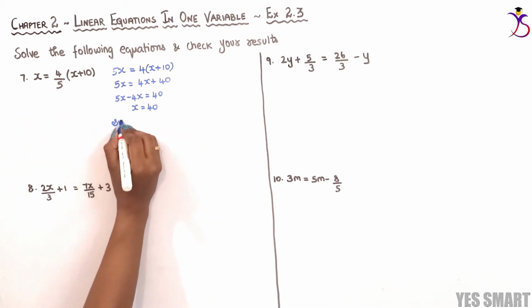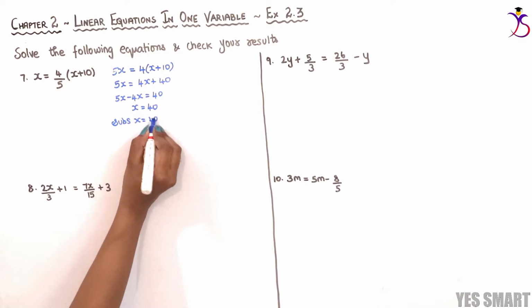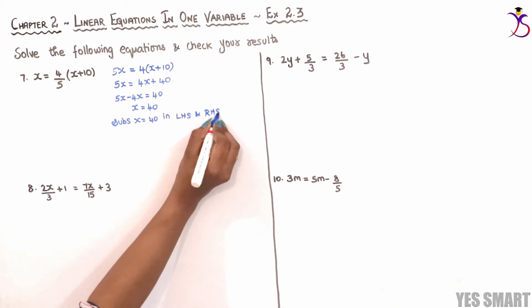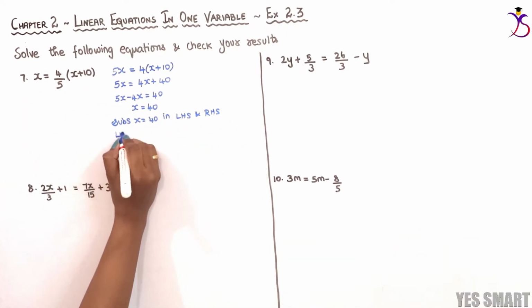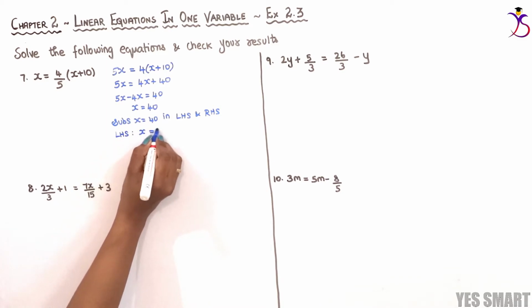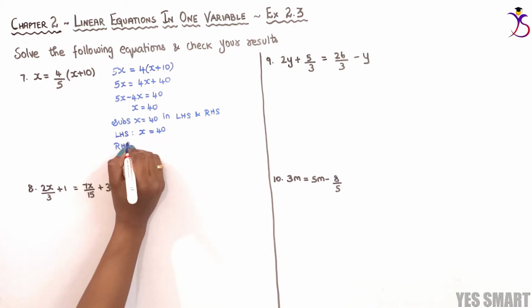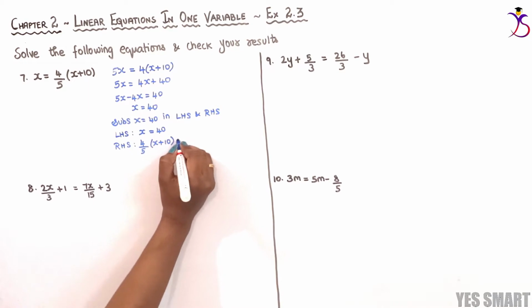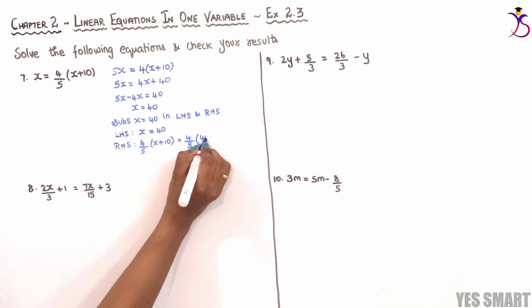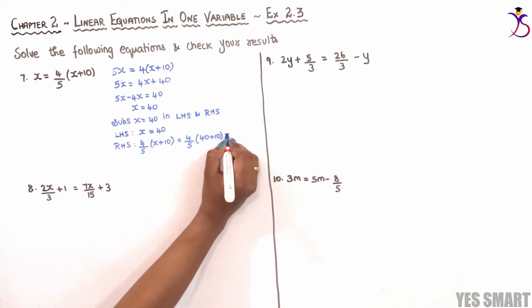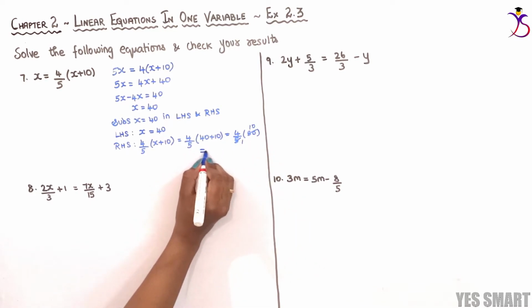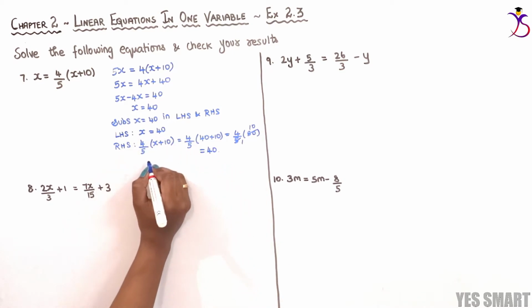Let's substitute x is equal to 40 in LHS and RHS. So LHS is x, which is equal to 40. RHS: 4 by 5 into x plus 10, 4 by 5 into 40 plus 10. 40 plus 10 is 50. So 4 by 5 into 50. 5 tens are 50, 4 into 10 is 40. Therefore, LHS and RHS both are the same.